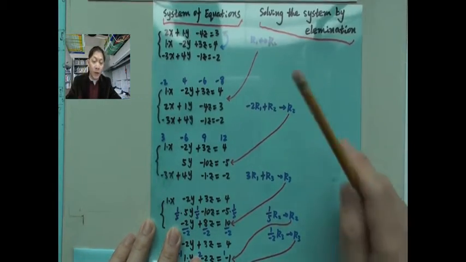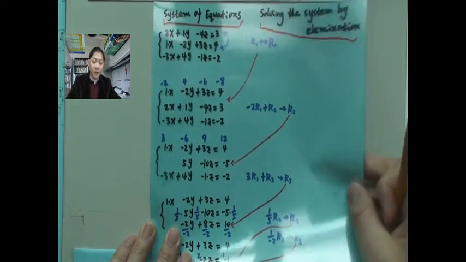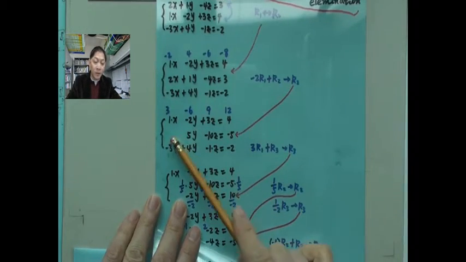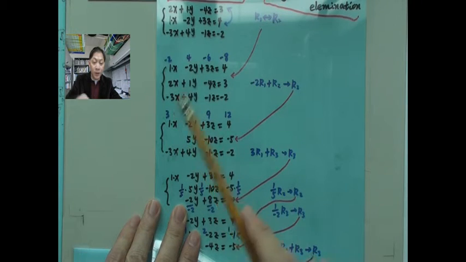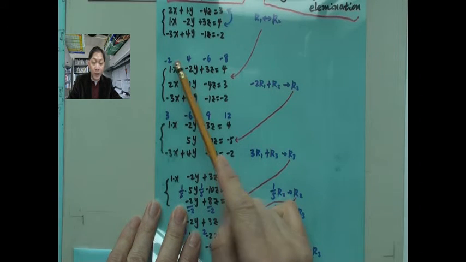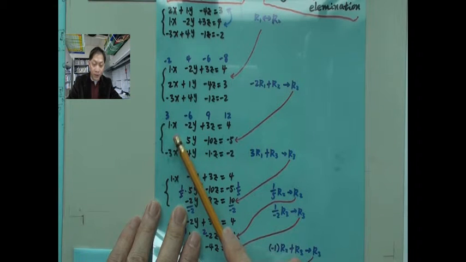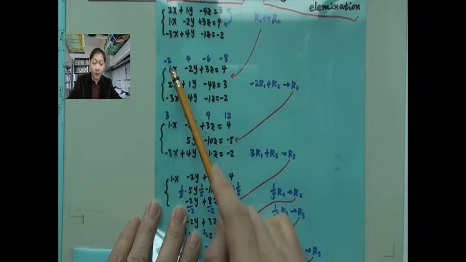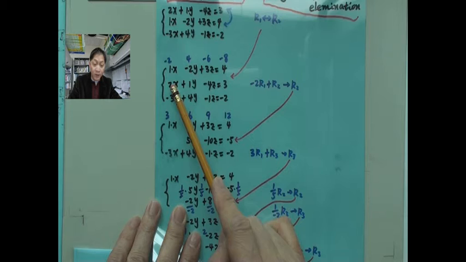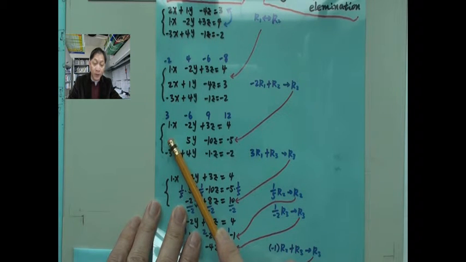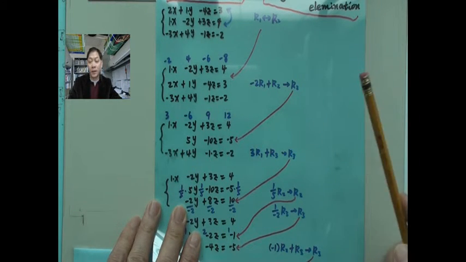Okay. Please remember, how did we get this place to be 0? It's because negative 2x and positive 2x cancel each other. It's because negative 2 plus positive 2, you get 0. 0 times x is 0. So that's why we don't write 0 here.